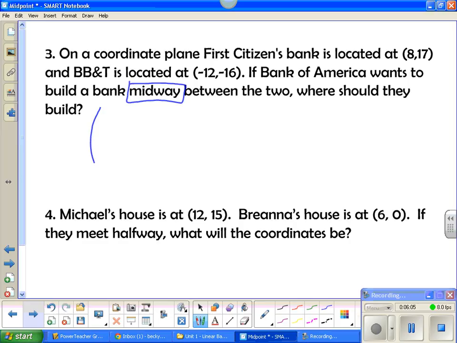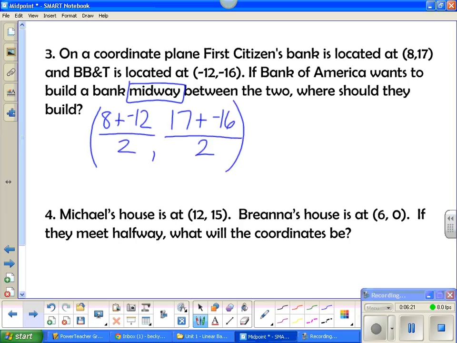So I'm going to take my two x's, so that's 8 plus -12 over 2. And then I'm going to take my y's, 17 plus a -16 over 2. 8 plus a -12 is a -4 over 2. And 17 plus a -16 is a +1 over 2. So this one reduces to -2, comma, 1/2. So that is the midpoint in between those two banks.